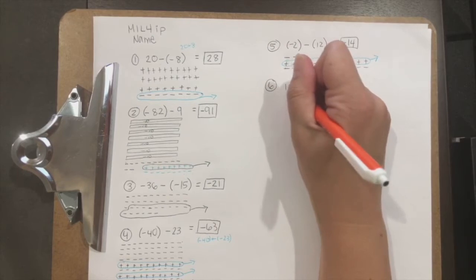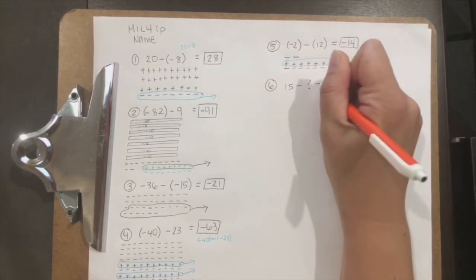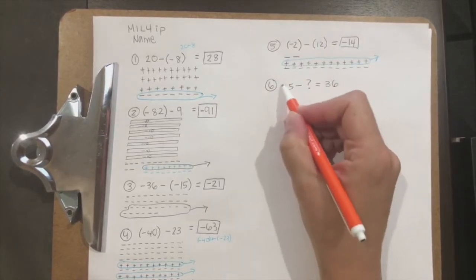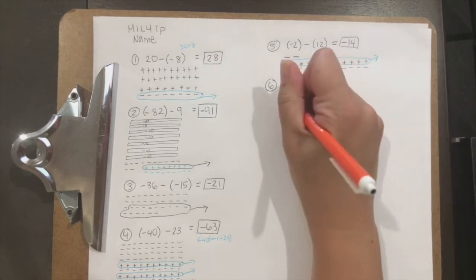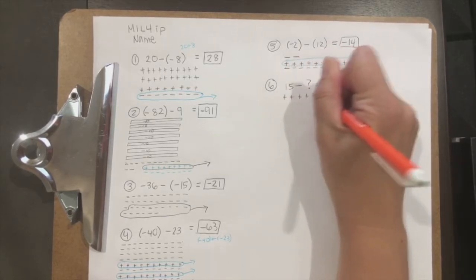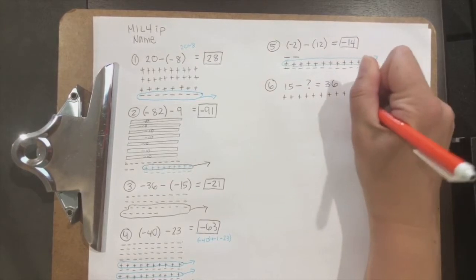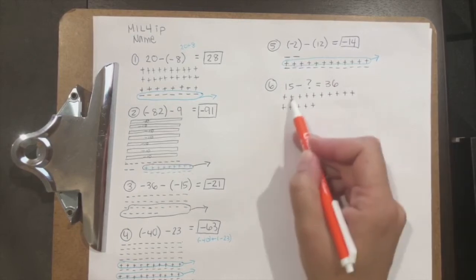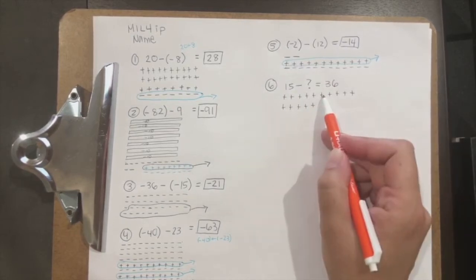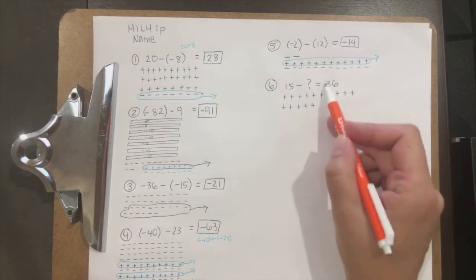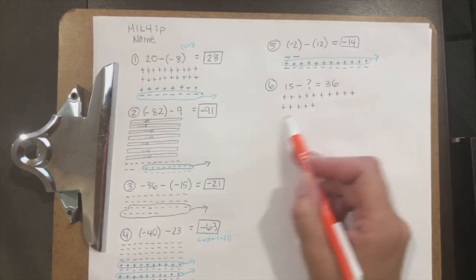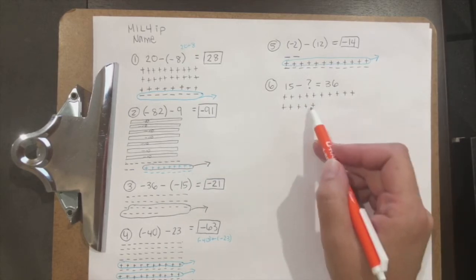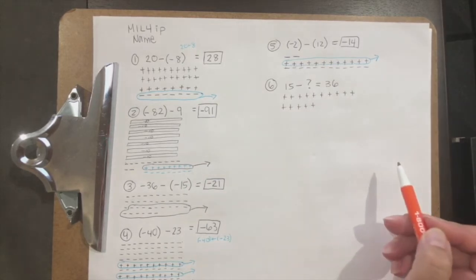Solve. 15 minus question mark equals 36. All right, so I'm going to start with 15 positives. 1, 2, 3, 4, 5, 6, 7, 8, 9, 10, 11, 12, 13, 14, 15. So here's where I'm starting. I have 15 positives. At the end, I want to have 36 positives. So I'm going to keep adding in zero pairs until I get to 36 total positives, and then we'll take away whatever negatives show up.